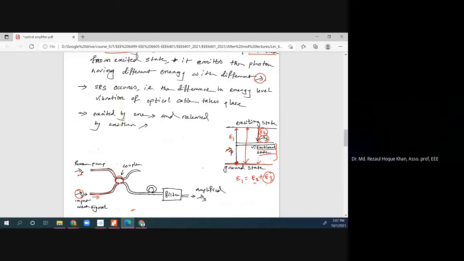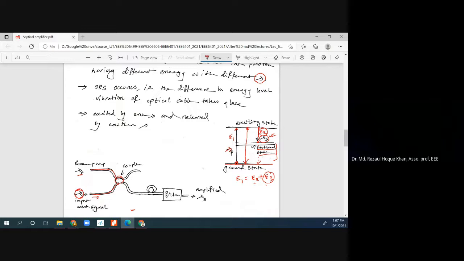If it loses E2, then it released energy in a wavelength lambda s. That energy is the same lambda s, same frequency. So lambda s will remain the same, but its energy will be higher. From where does the extra energy go? From this pump.